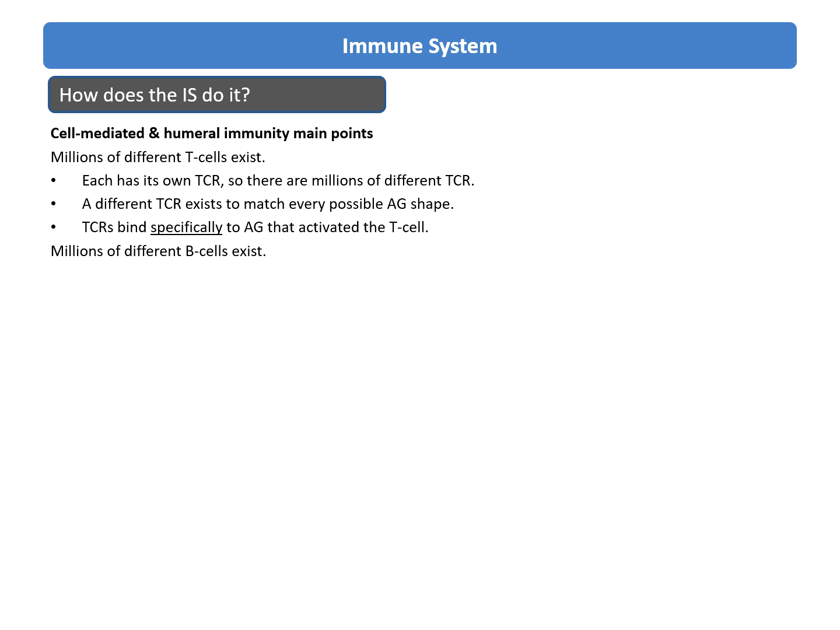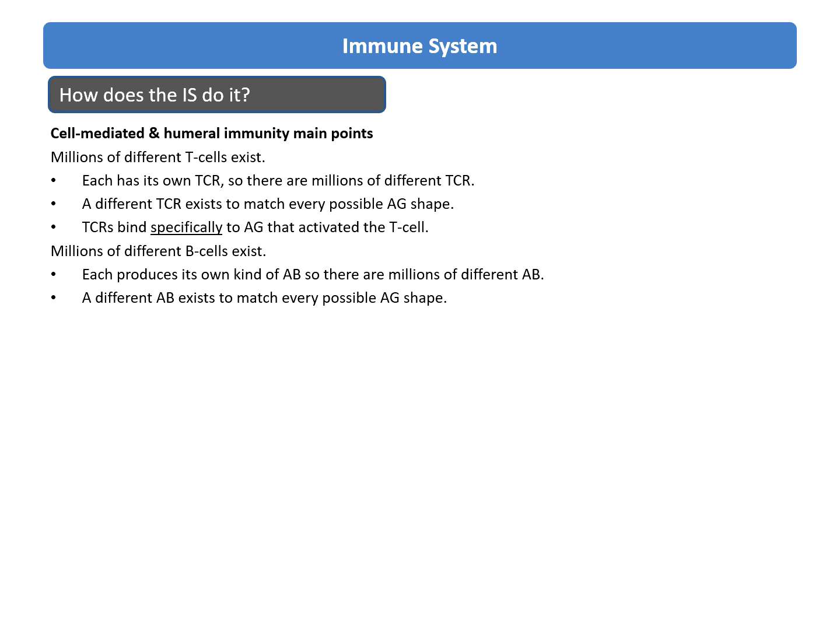Millions of different B cells exist. Each produces its own kind of antibody, so there are millions of different antibodies. A different antibody exists to match every possible antigen shape. Antibodies bind specifically to the antigen that activated the B cells.